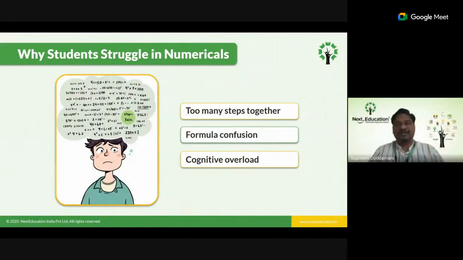In the same way here, the students are confused because there are too many steps. And again, formula confusion. Which formula am I supposed to apply, which one are we supposed to work on? That's a big problem, right? All these cause again what? Cognitive overload.